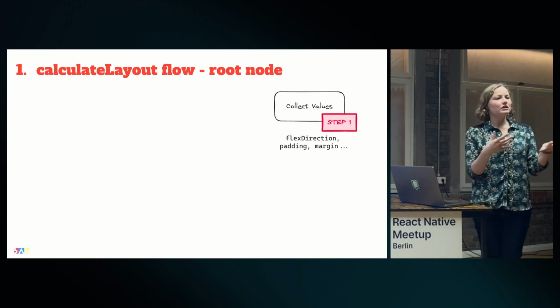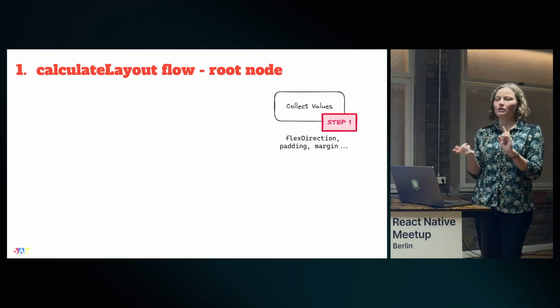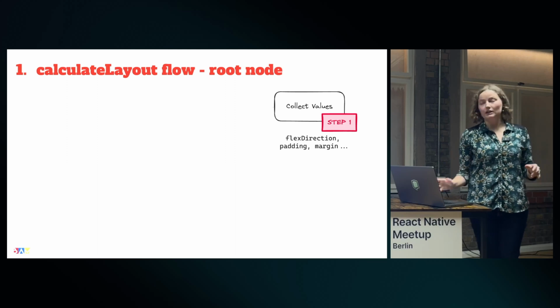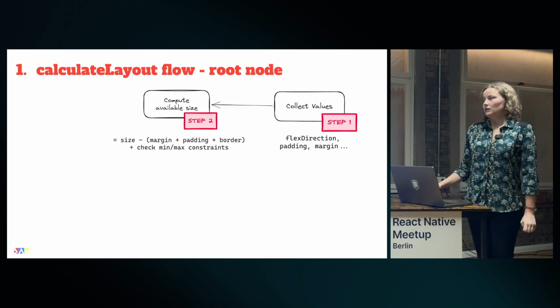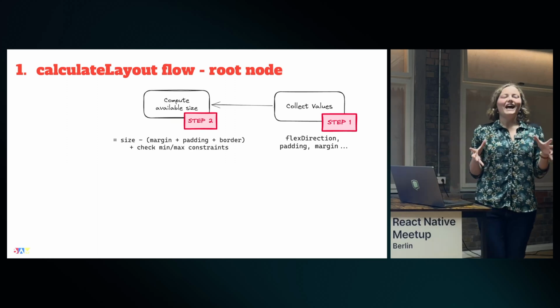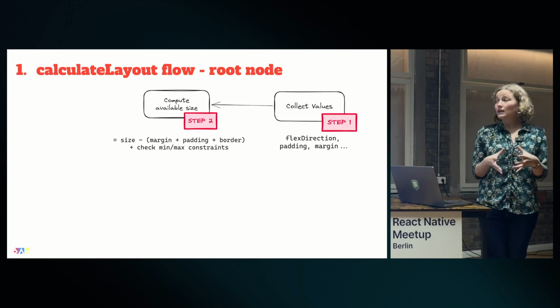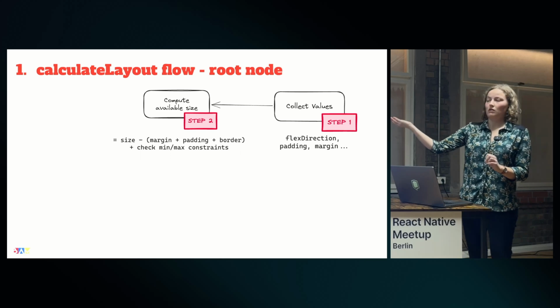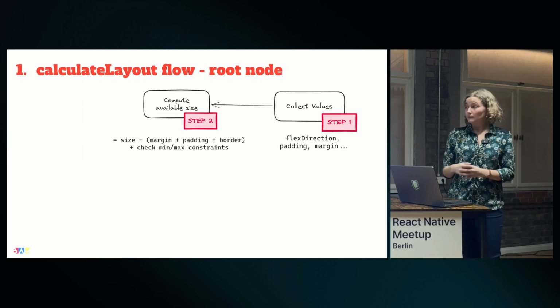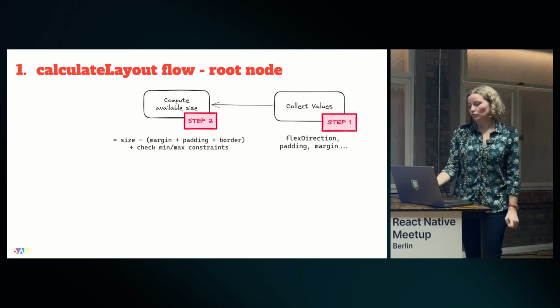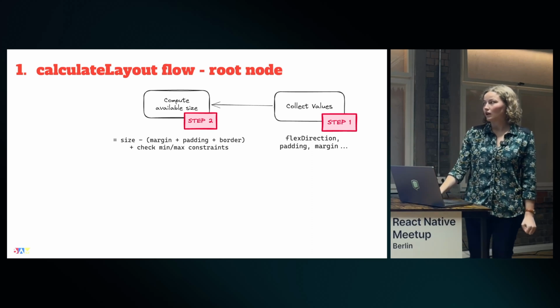Step 1 is just collecting values. What are the flex direction? What are the padding? What are the margin? Reading them from the native side. Step 2 is computing the actual available size, because there is the one you receive from your parent, from the context, but you subtract the margin, padding, and border size of it. And you also check for the min-max constraint.